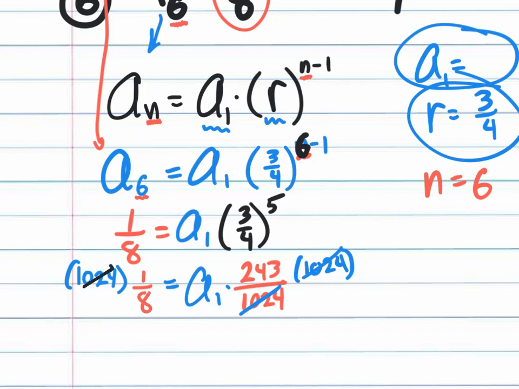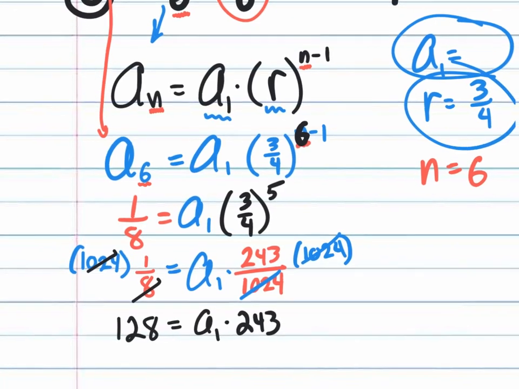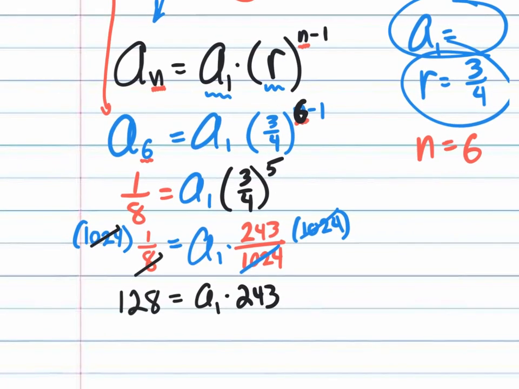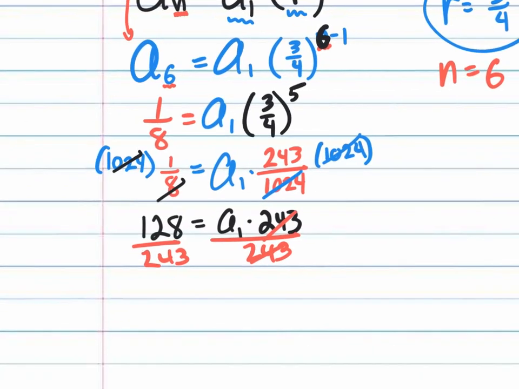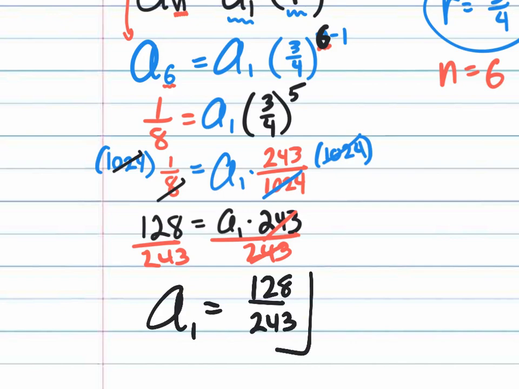And of course, I'm using a calculator. So what I end up with is 128 equaling a sub 1 times 243. So I still need to get rid of the multiplication of 243, and I do that by dividing by 243. I just tried to reduce this with the calculator and it seems to not be working, so I'm assuming that's my answer. A sub 1 equals 128 over 243.